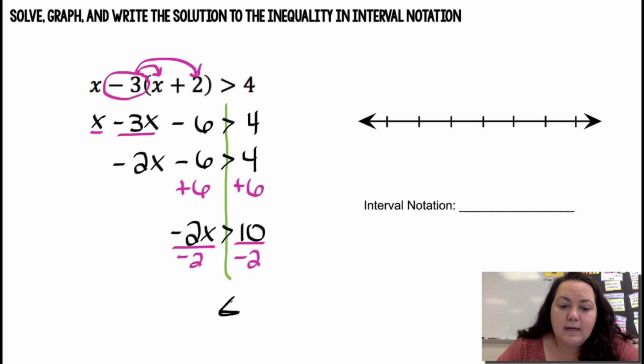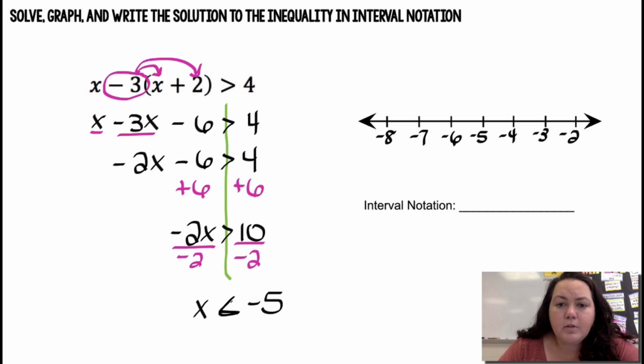So now it's a less than. X is less than 10 divided by negative 2 gives me negative 5. So on my number line, I'm going to put negative 5 in the middle, put bigger numbers to the right and smaller numbers to the left. And at negative 5, I'm going to use an open circle because my inequality sign was a less than. It did not include the equal to.